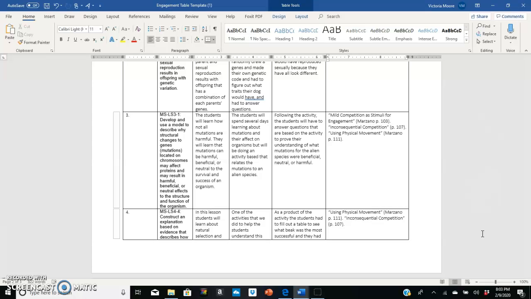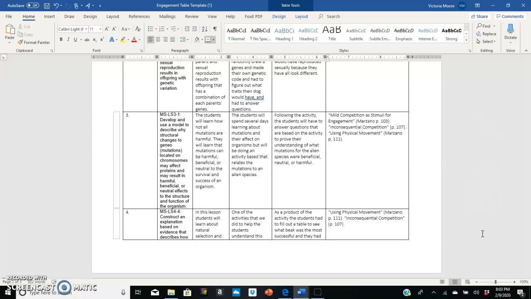Standard 3 was MS-LS 3-1: develop and use a model to describe why structural changes to genes, mutations located on chromosomes, may affect proteins and may result in harmful, beneficial, or neutral effects to the structure and function of an organism. So this was also big. I had to teach my 7th graders what neutral meant. That was a learning curve.